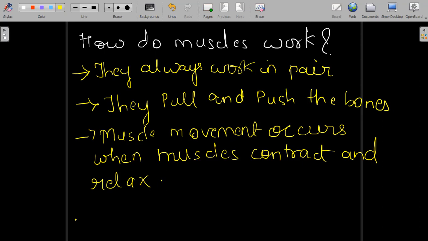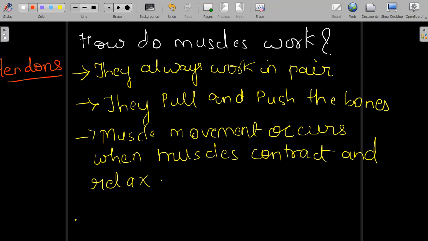Hello students, in this session we are going to discuss how muscles work, or exactly what happens in muscles which helps in movement of our body. It is said that muscles are attached to the bone with the help of tendons. We discussed this in our earlier sessions, right? Muscles are attached to the bones with the help of tendons. Tendons are non-elastic tissues which attach the muscles to the bone.